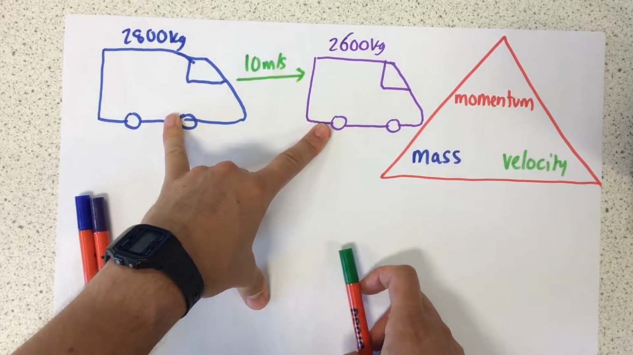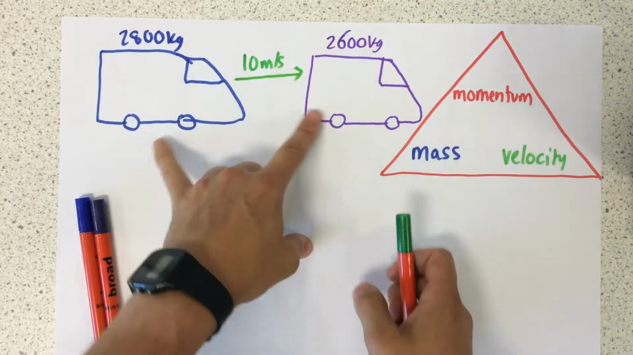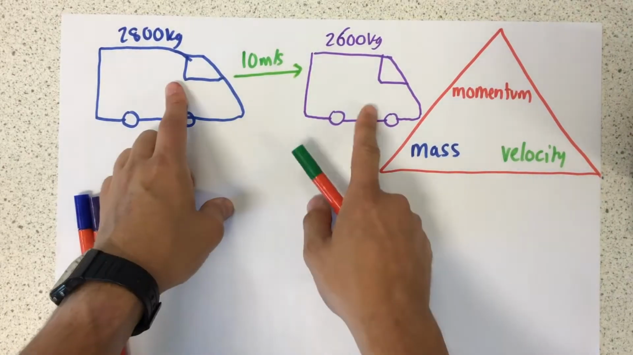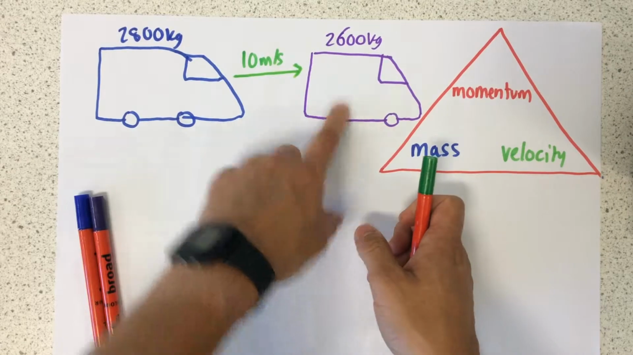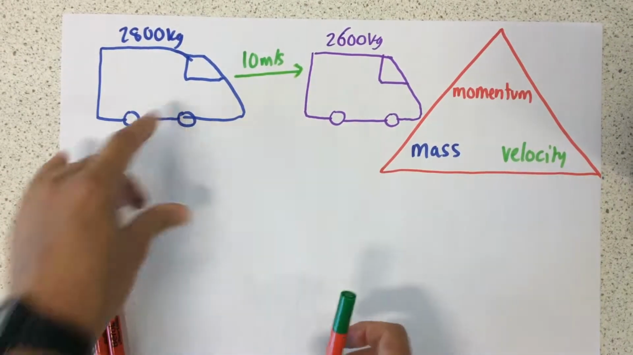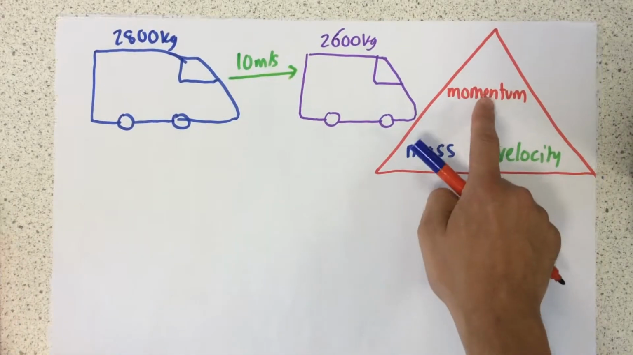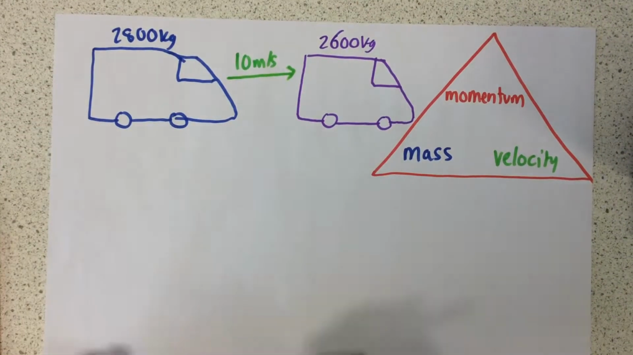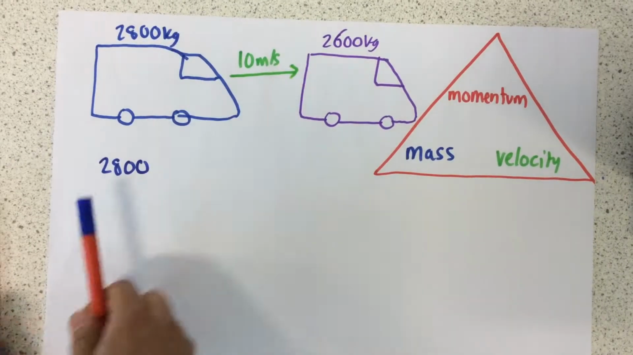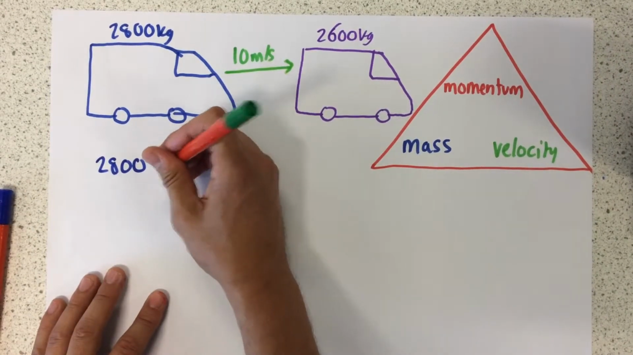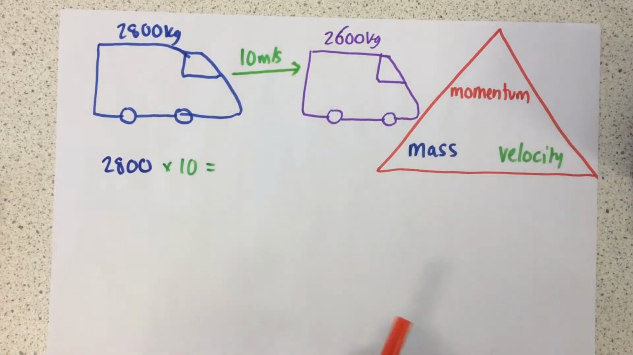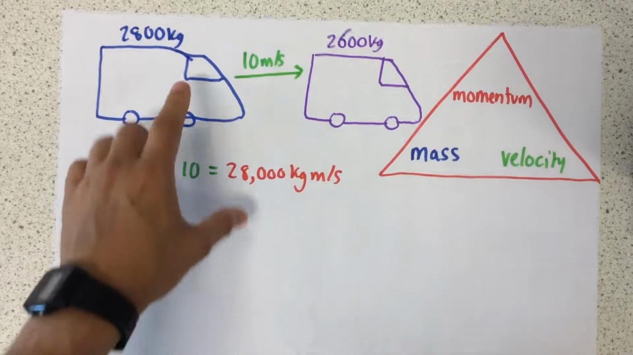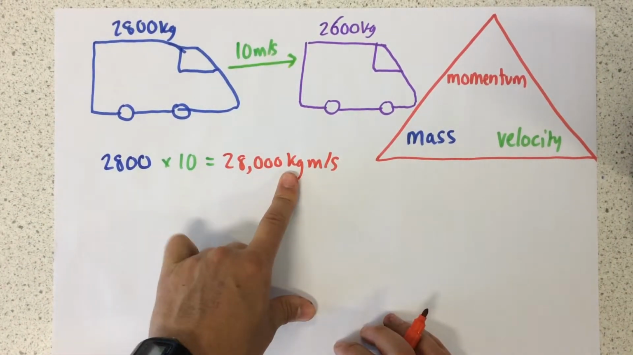What I'm trying to find is the velocity once the van bumps into the other van. This works on the idea that momentum is conserved. The amount of momentum that the vans will have together afterwards will be the same as the amount of momentum that this van had initially. So the first thing I need to do is find the amount of momentum that this van had before the collision. To find momentum, I do mass times velocity. So I'm going to do 2,800 multiplied by 10, which gives a momentum of 28,000 kilogram meters per second. That's my amount of momentum before the collision.